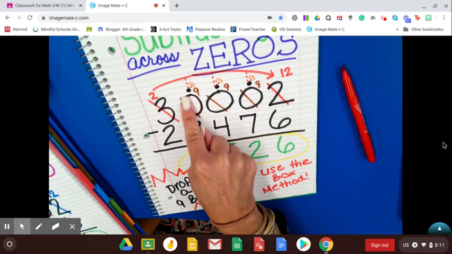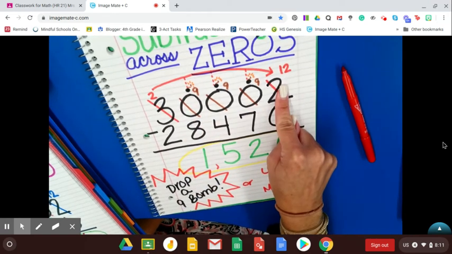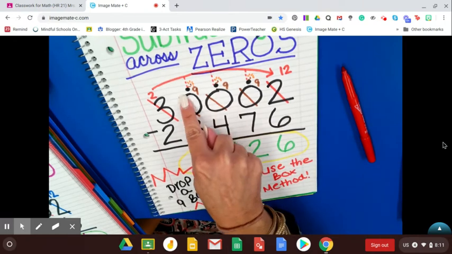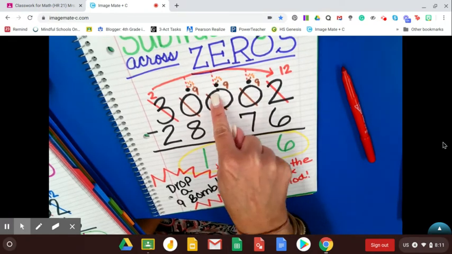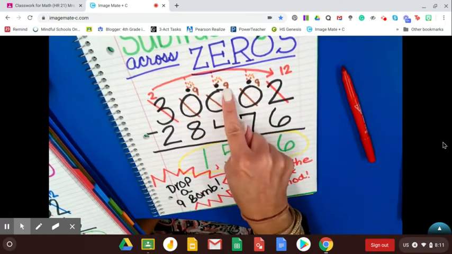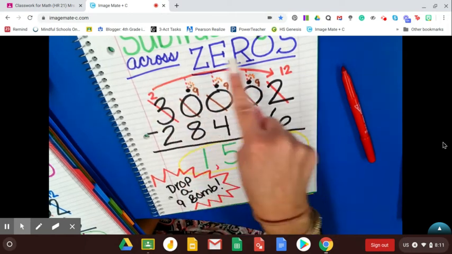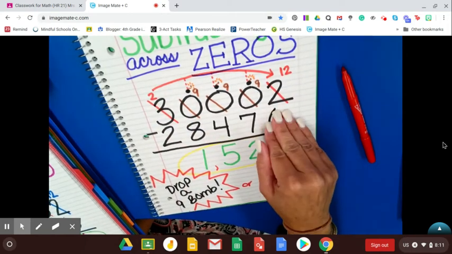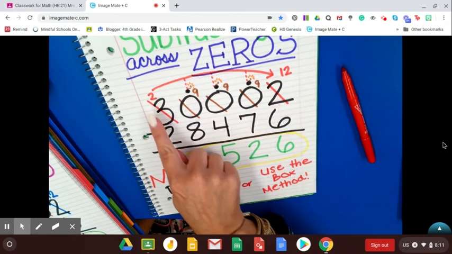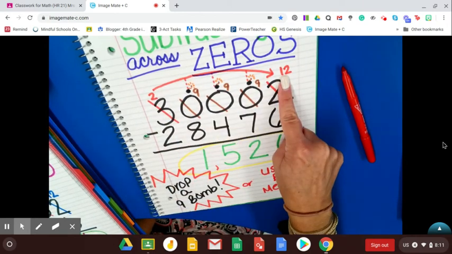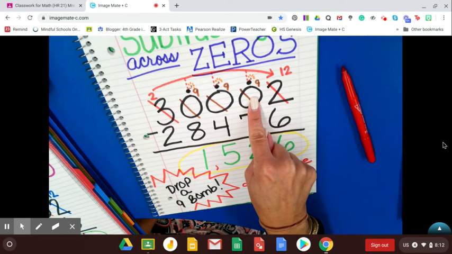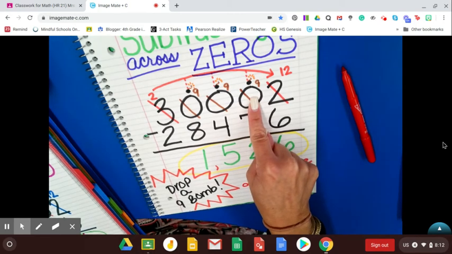So then these guys would have 10. But then you'd have to start at the beginning again and keep going. And then this guy would give this guy 10. And then this guy would give this guy 10. But eventually they would all turn to 9s. So this is a shortcut method showing you that when you're subtracting across zeros, you bring the 1 to where you need it, and anything in the middle that is a 0 would turn to 9.